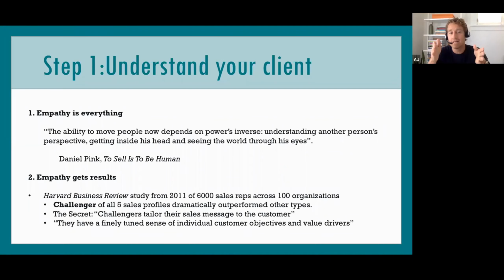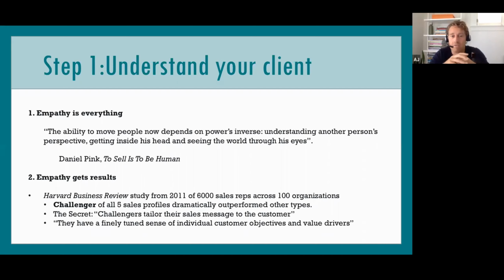And he says this: the ability to move people now depends on powers inverse. That is, it's not about you, but about understanding another person's perspective, getting inside their head and seeing the world through their eyes. But it's not only good advice, it's data backed. We know that empathy gets results.